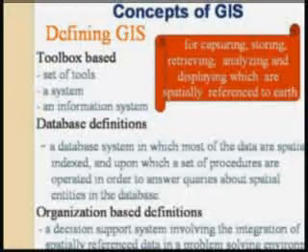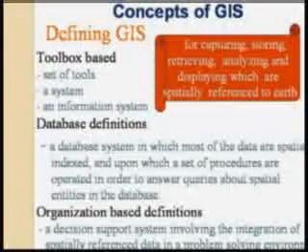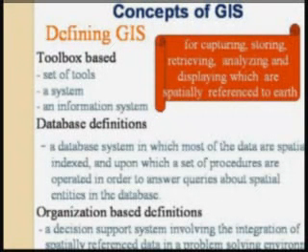But let us discuss the concepts of GIS. So one is defining GIS. You can define a GIS as a system for capturing, storing, retrieving, analyzing, and displaying data which are spatially referenced to Earth. Capturing means, suppose you take a digital camera and take a photograph, that is also capturing.